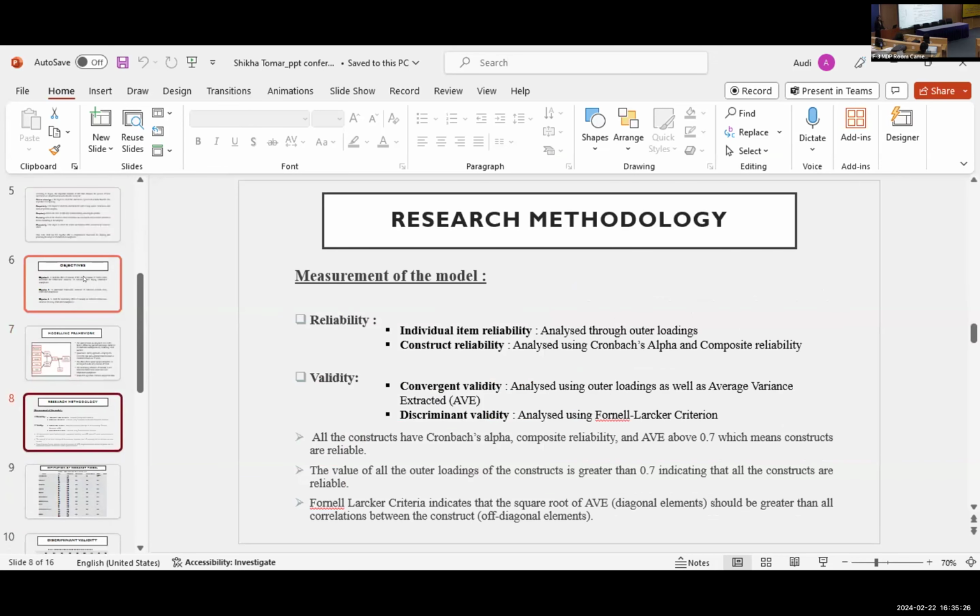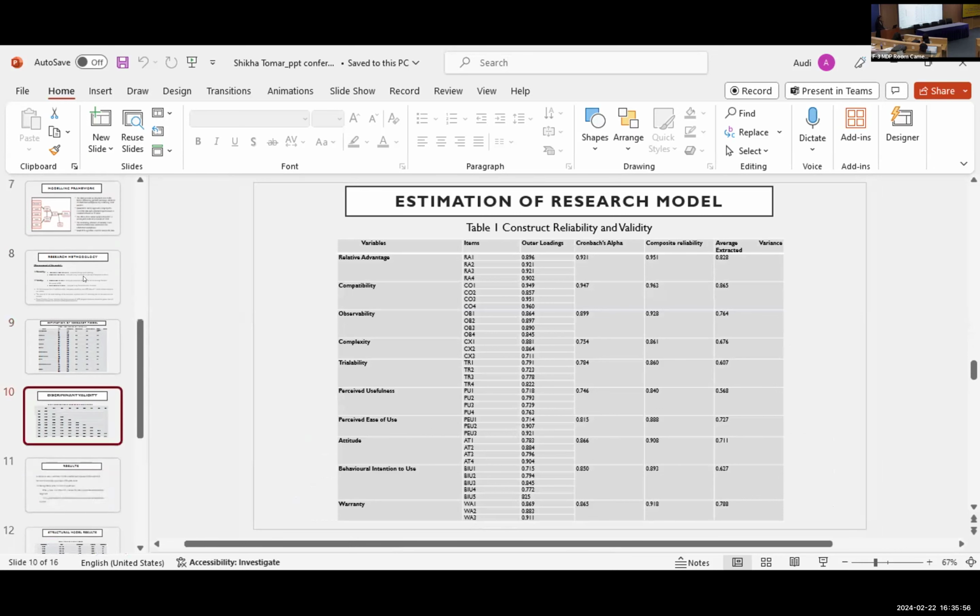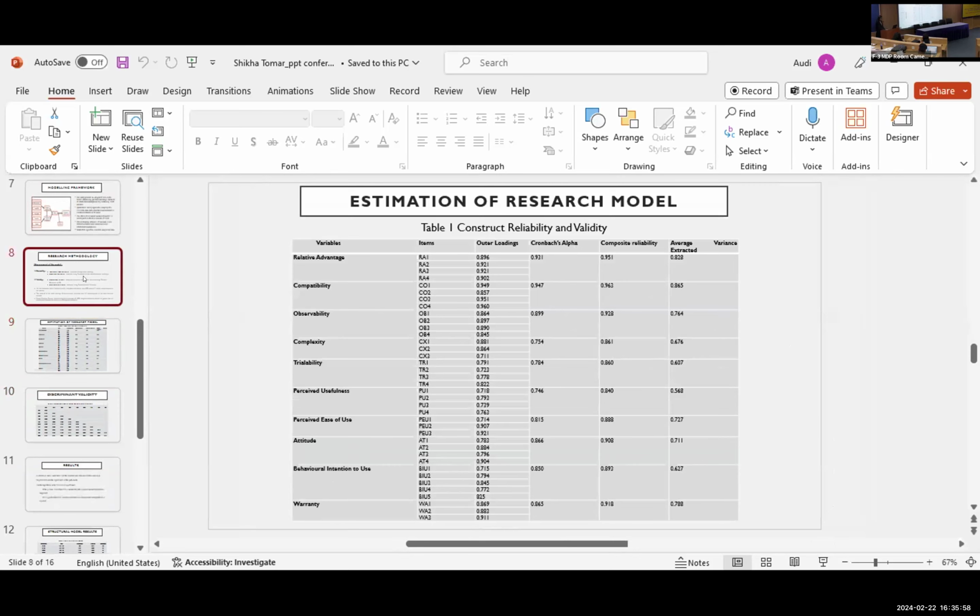Okay, so the proposed model was then measured by assessing its reliability and validity. So the reliability assessment was done to ensure the accuracy and robustness of the proposed model. Here, individual item reliability was analyzed through the values of outer loadings, and the construct reliability was analyzed using Cronbach's alpha and composite reliability. As you can see in table 1, the values of outer loadings, Cronbach's alpha, and composite reliability are all greater than 0.7. So we can conclude that the proposed model here is reliable.